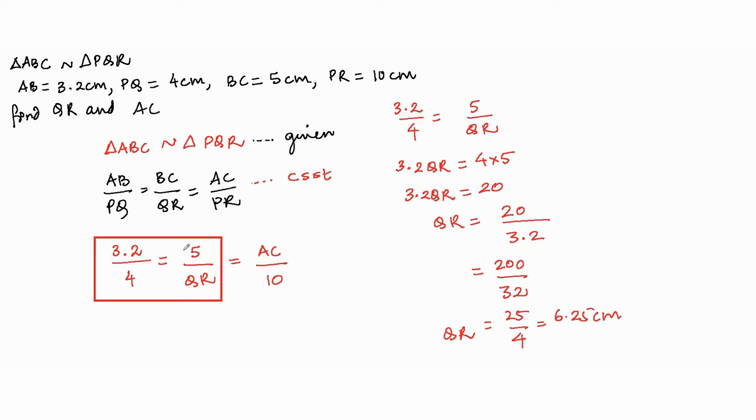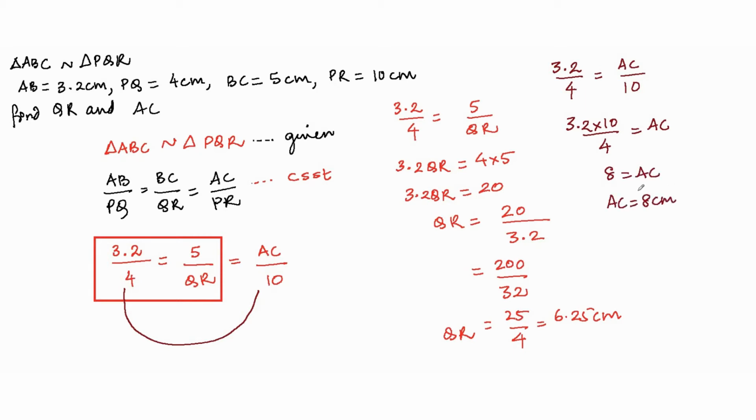Right, so this is how I can use the principle of this ratio to find the unknown side. Now, similarly, let us try to find the side AC. I can again use the first ratio and the third ratio. They are equal to each other. So I will say 3.2 divided by 4 is equal to AC divided by 10. 10 goes for a multiplication. So 3.2 into 10 by 4 is equal to AC. 3.2 into 10 is 32. 32 by 4 is 8. And therefore the length AC is 8 centimeters, right? So this is how I can find the length AC.